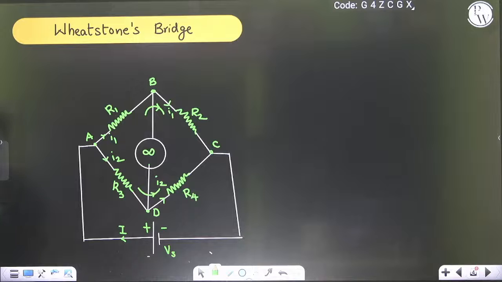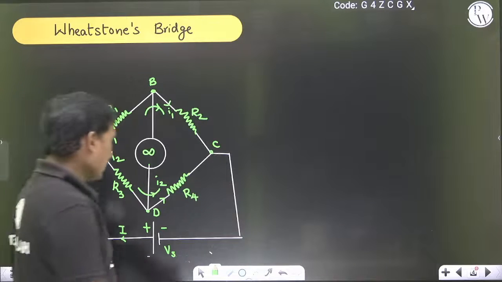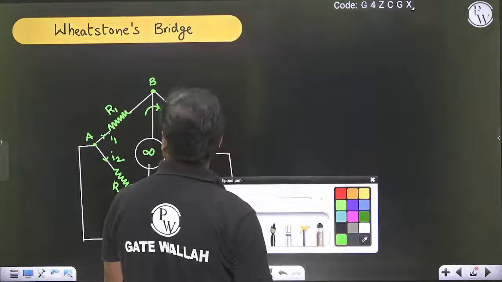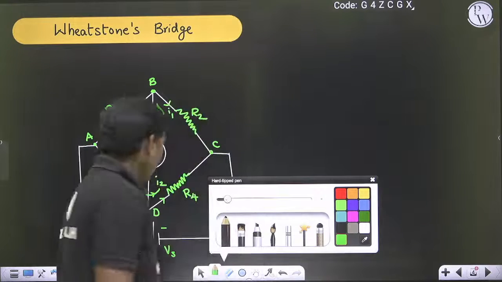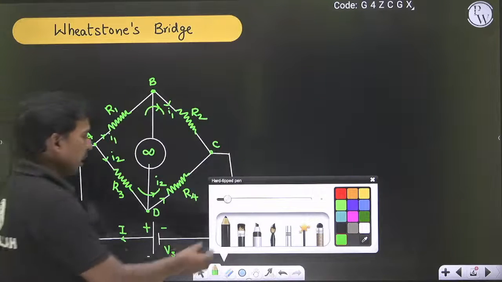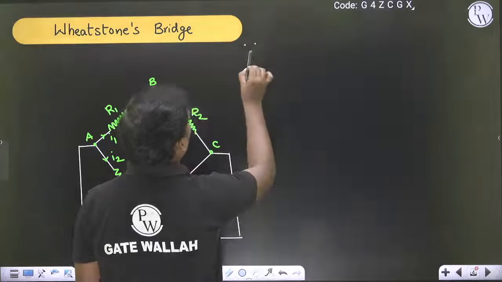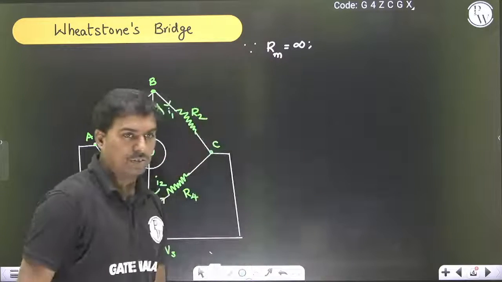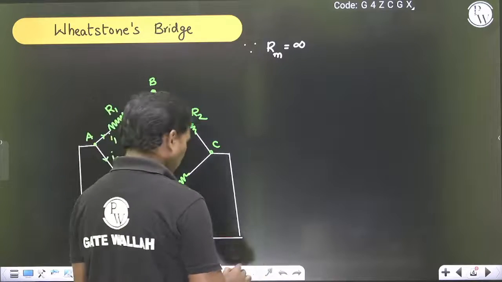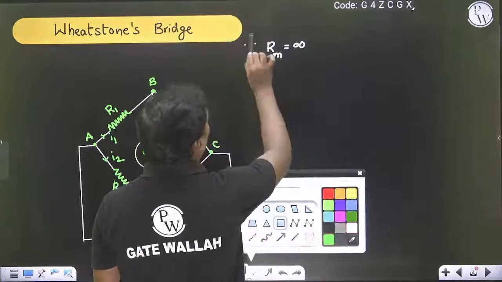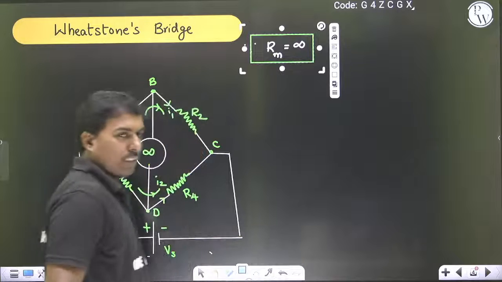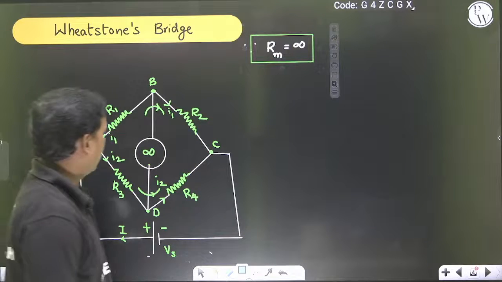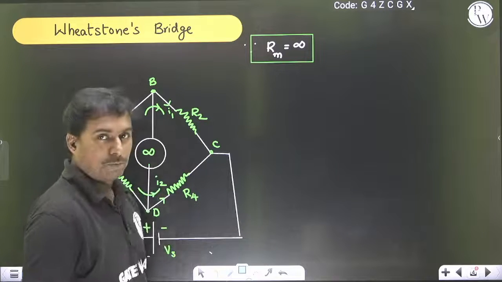Yeah. So the bridge we have to discuss now. So first of all, if all the resistors are equal, I am taking the meter resistance as infinite. The galvanometer is having infinite resistance. So I have taken the meter resistance as infinite, so that no current is possible going into the galvanometer.